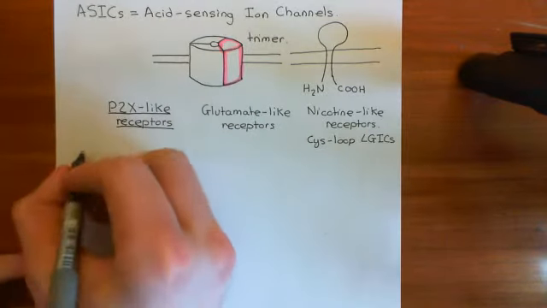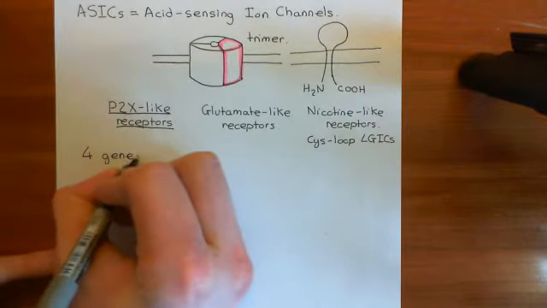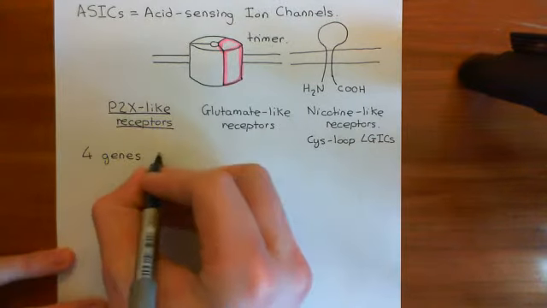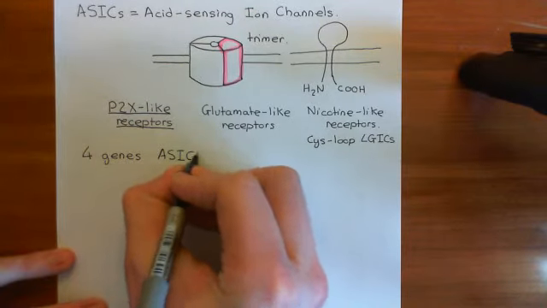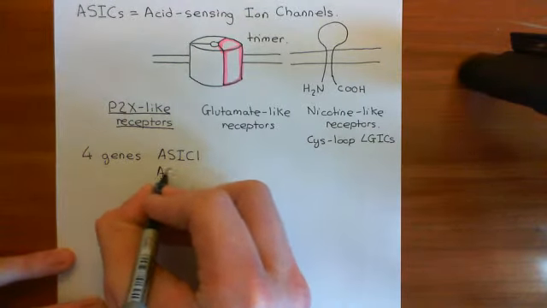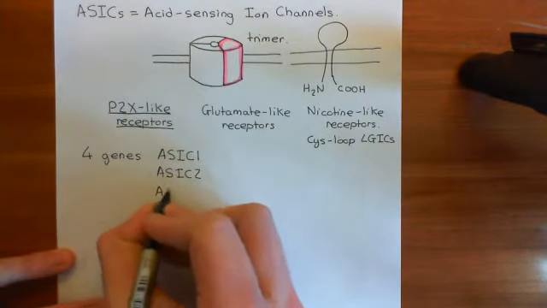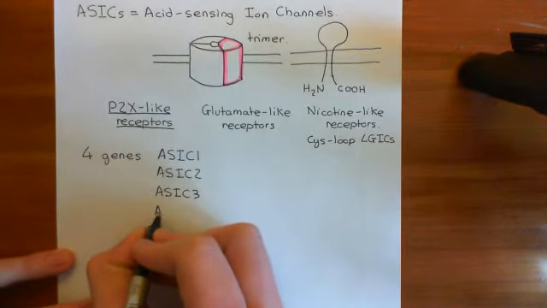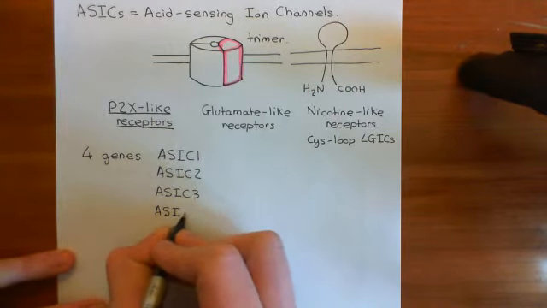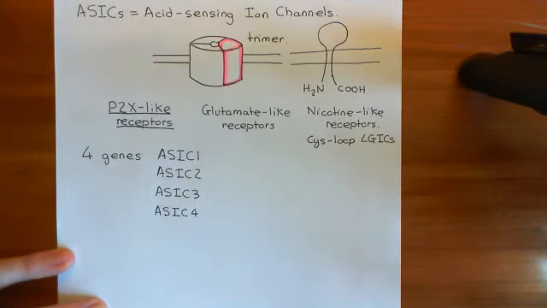Okay, so basically, there are 4 genes which code for acid-sensing ion channel subunits. So there is the ASIC1 gene, then there is the ASIC2 gene, then the ASIC3 gene, and then finally there's also the ASIC4 gene. So there are these 4 separate genes which all produce subunits of acid-sensing ion channels.